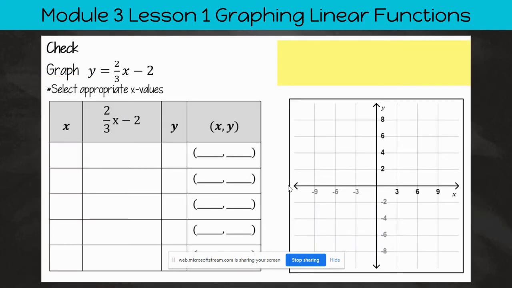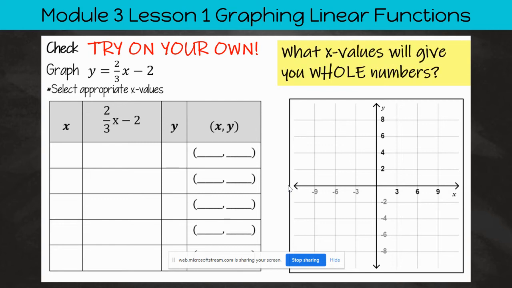Now you're going to go ahead and try the check for this, making sure that you choose appropriate x values so that you get whole numbers. Hint, you can either look at your x-axis and see what's listed there for x values, or look at your denominator, which is 3, and you're going to want to select multiples of 3 so that you get whole numbers, which are easier to work with than fractions. So hopefully you've paused the video. Go ahead and try this on your own and then come back and check your answers.